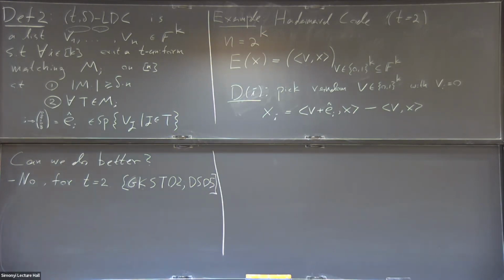And I'll show you a proof that I think is new. I just found it recently, and I don't think it's written anywhere. It uses some nice inequality from analysis. So let's prove that you can't have better than 2 to the k. So here's the proof.